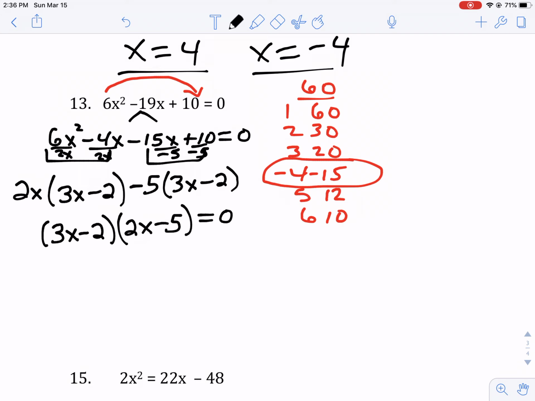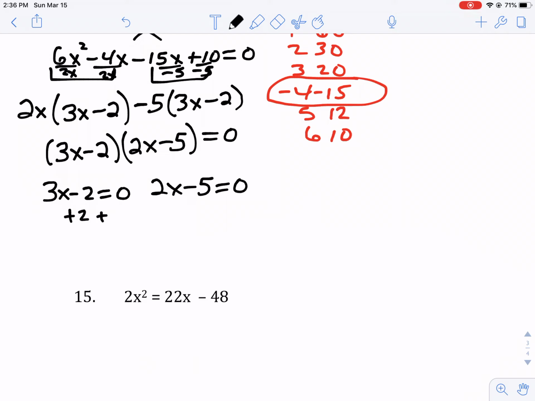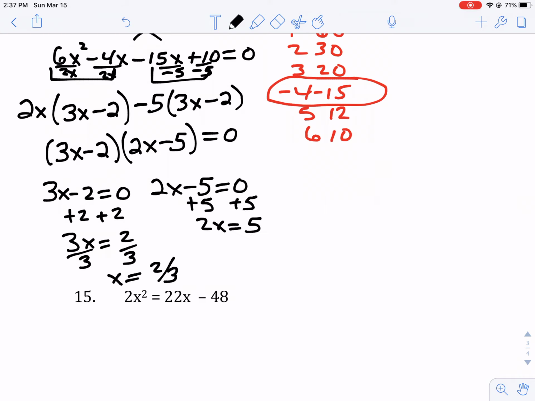So if the problem had just said factor, I'd be done. I broke it up into the parentheses. But since it says solve, I am actually looking for the roots on the graph. So this is where I take each parenthesis and set it equal to 0 and solve for x. So add 2 to both sides and divide by 3. So it says one of my roots is 2/3. If I add 5 to both sides, divide by 2, x equals 2.5, or you can leave it 5/2.